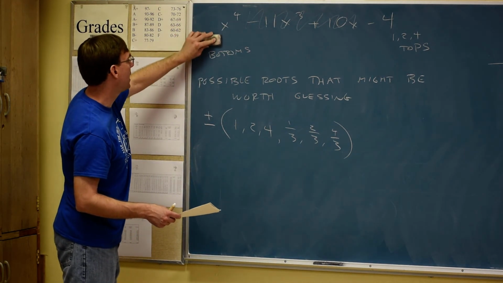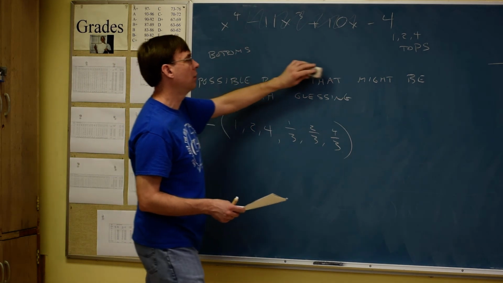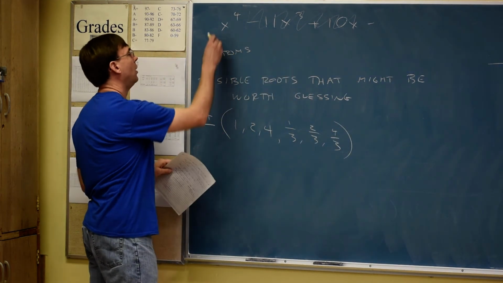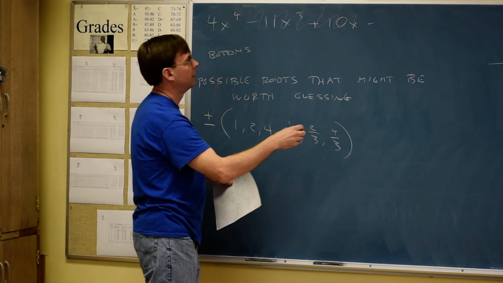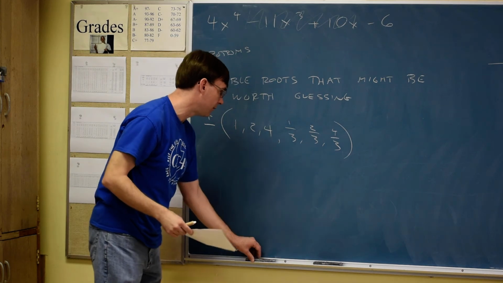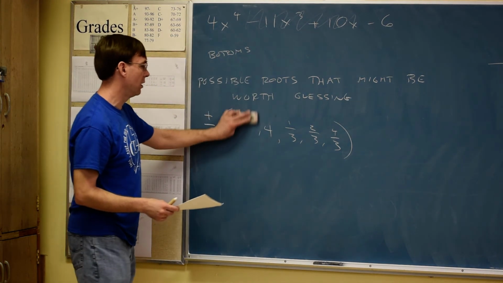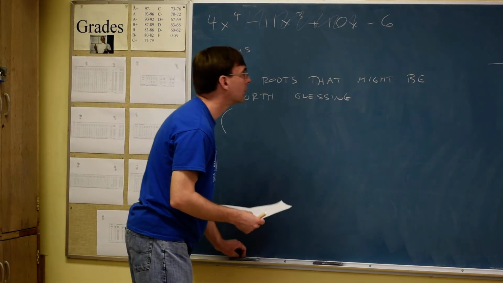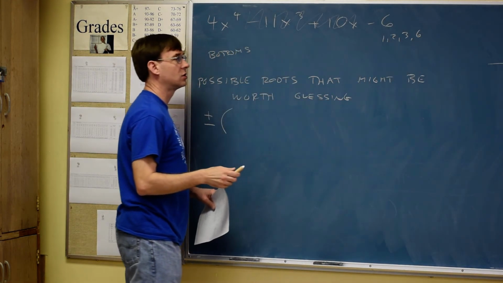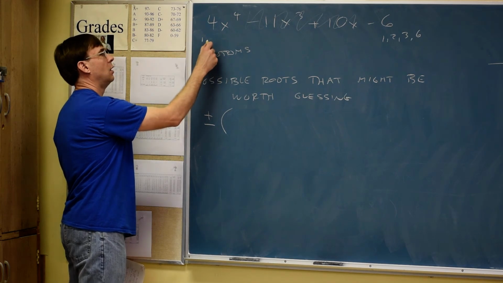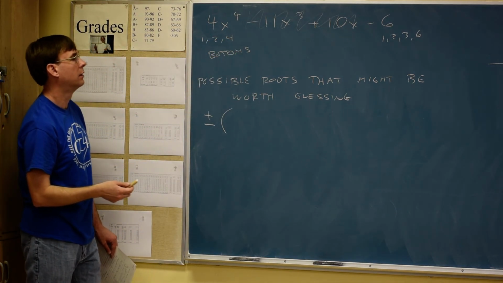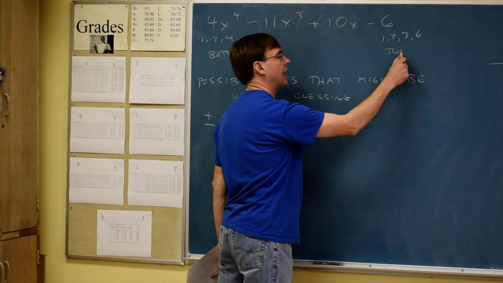Let me do a small change of pace on this one. Let me go 4 here and 6 there. This will have a little bit bigger list because 1, 2, 3, and 6 all go into 6. 1, 2, and 4 all go into 4. These are going to tell us tops.